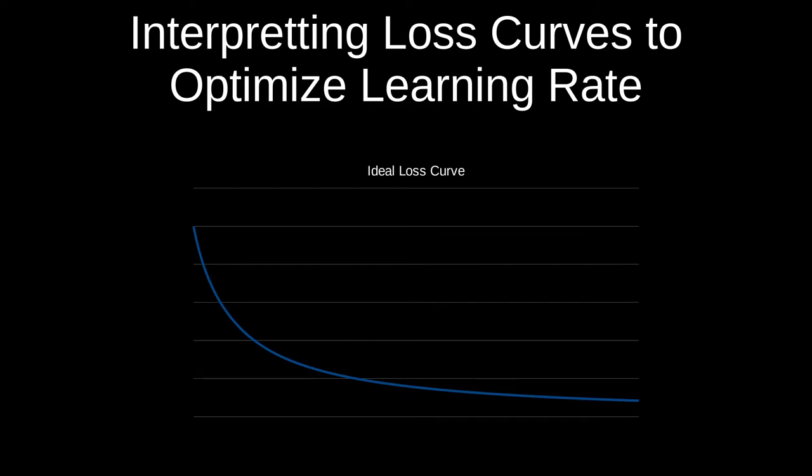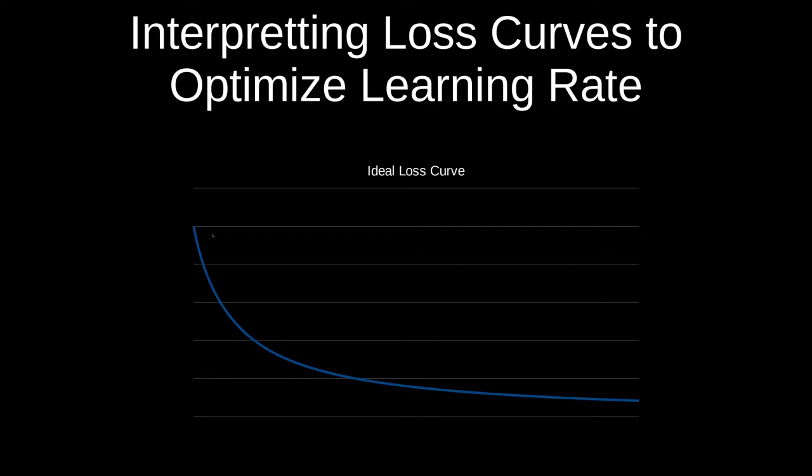So let's look at how we should optimize the learning rate. So the loss curve, here, this is the ideal loss curve. Let me explain this to you. This y-axis over here is going to be our loss. It's going to be some number, but ideally you should get it to less than 1.